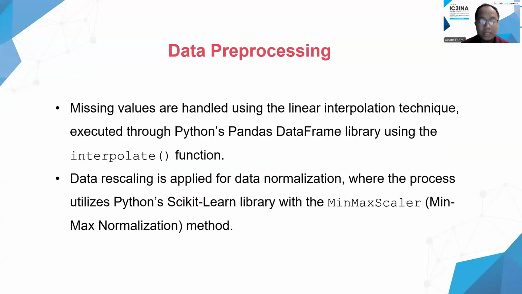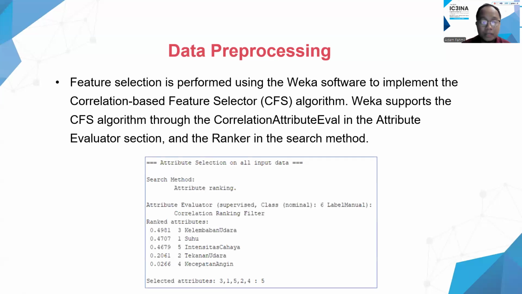Now, for the data preprocessing, we use the linear interpolation technique to check the missing values, and we implement the interpolate function from Python. And for the data normalization, we use data rescaling, and we implement the library from Python. We call it the MinMaxScaler. And for the feature selection, we implement the CFS from Weka.